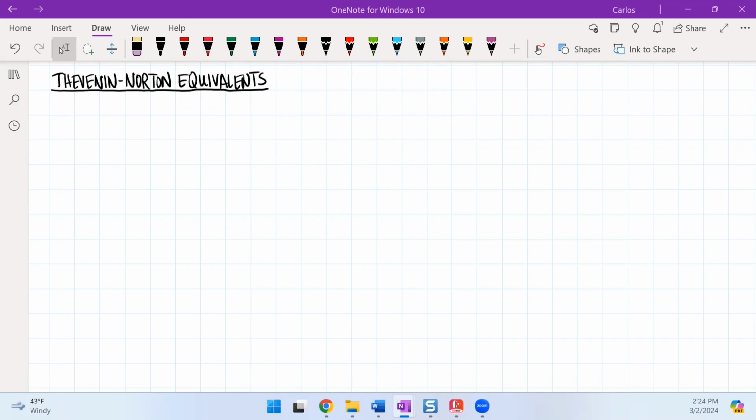Thevenin-Norton equivalence. The Thevenin-Norton theorem provides a new conceptual technique in solving complicated circuits.